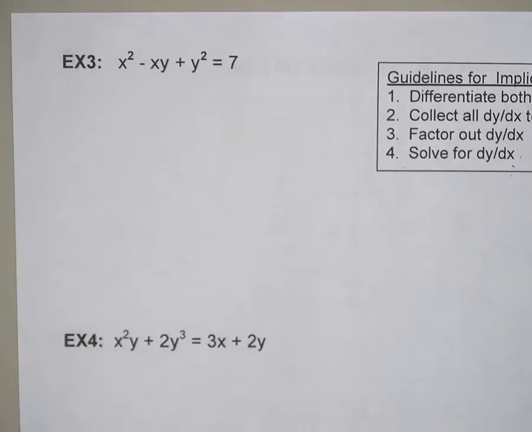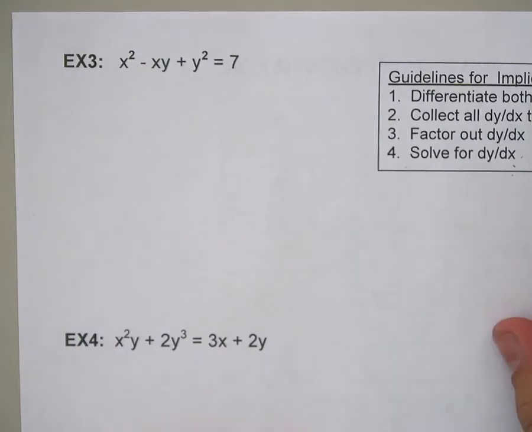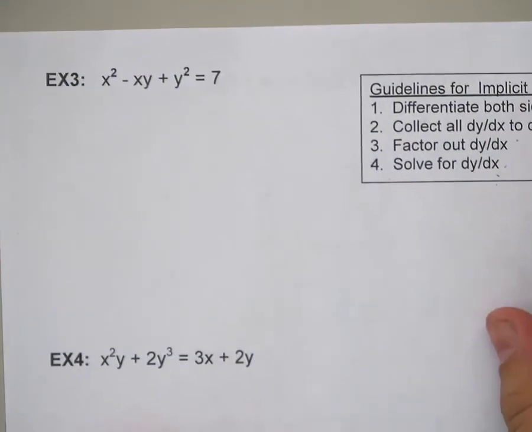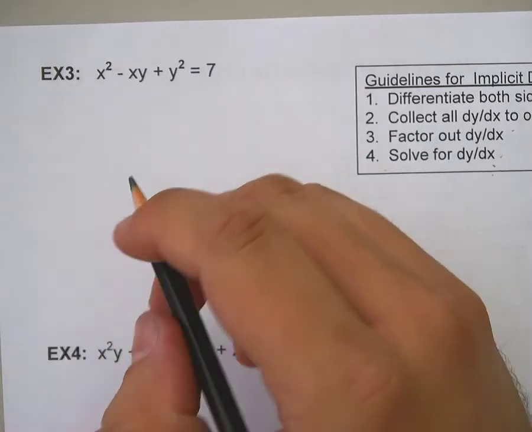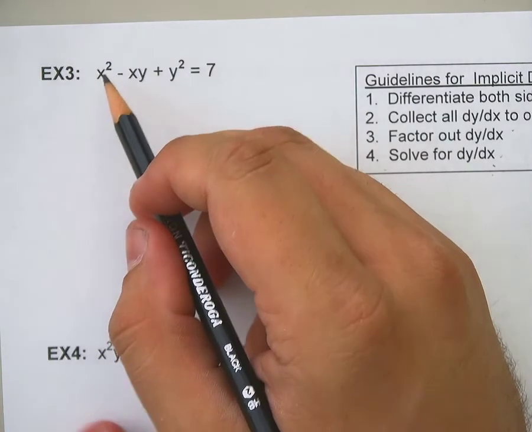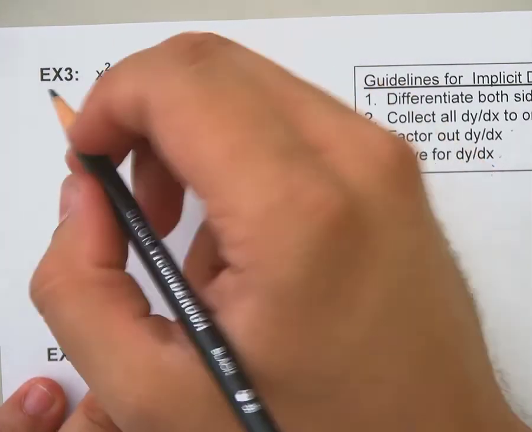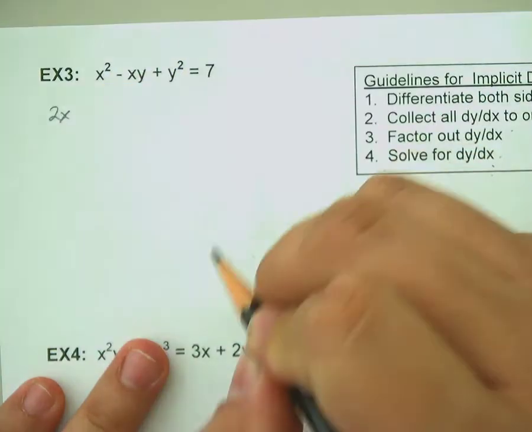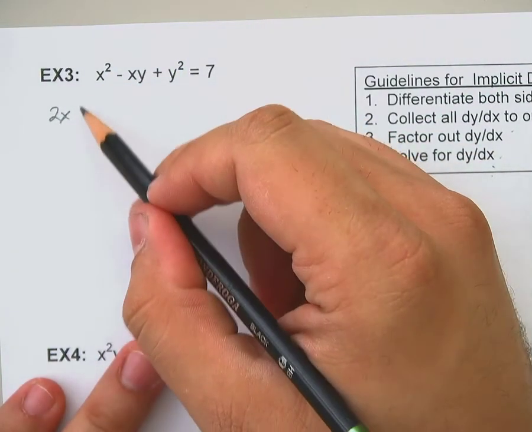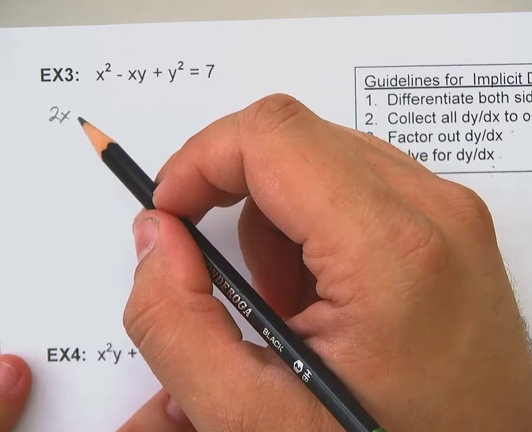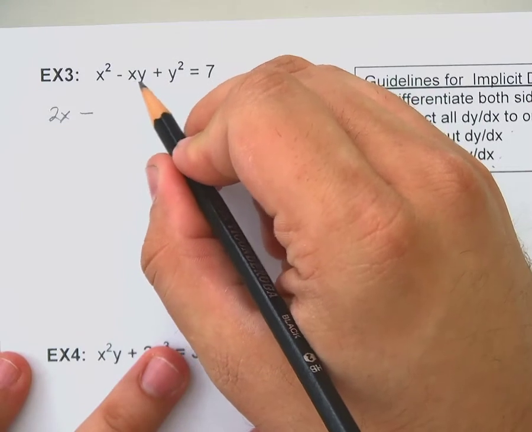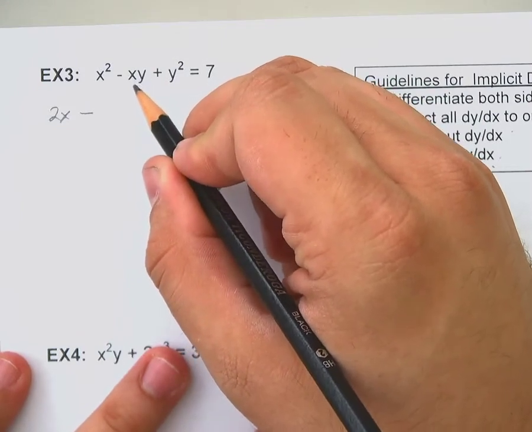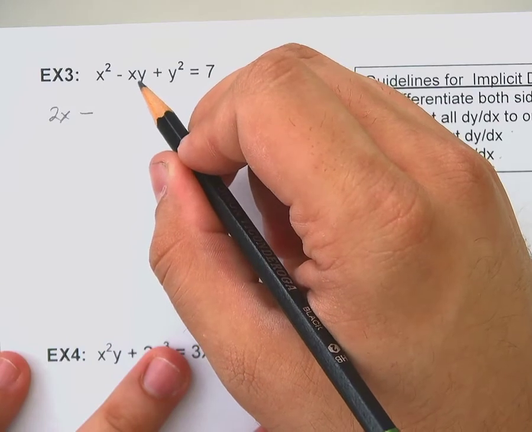Example number 3 says x squared minus xy plus y squared equals 7. Okay, so I need to take the derivative, right? Let's take the derivative of the left-hand side. So what's the derivative of x squared? Well, that's going to be 2x. Now I'm finding dy dx, so you know you have a dx dx right here, but it's 1, so it'll just go away. Bring down your minus sign. And then we've got a product rule right here. Ooh, a product rule. First d second plus second d first.